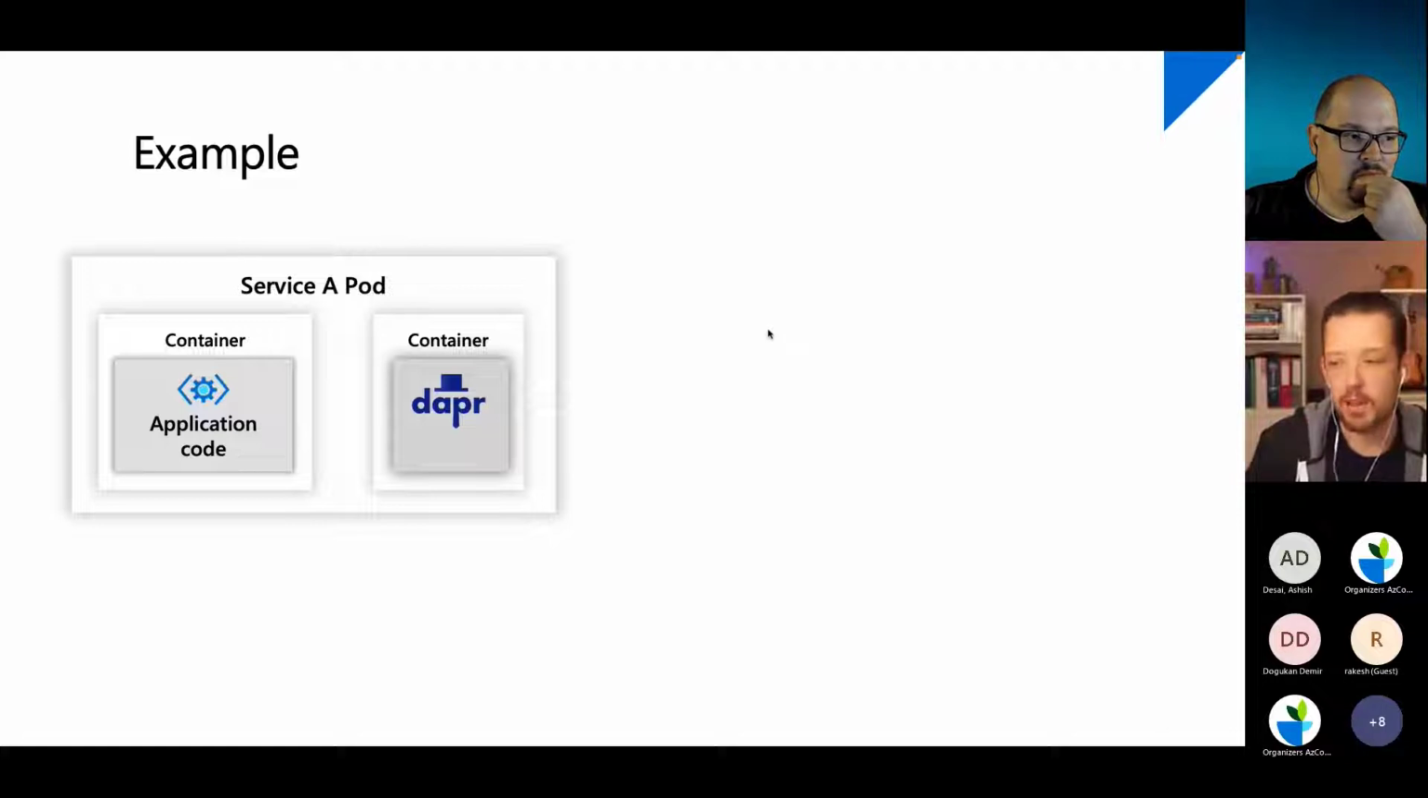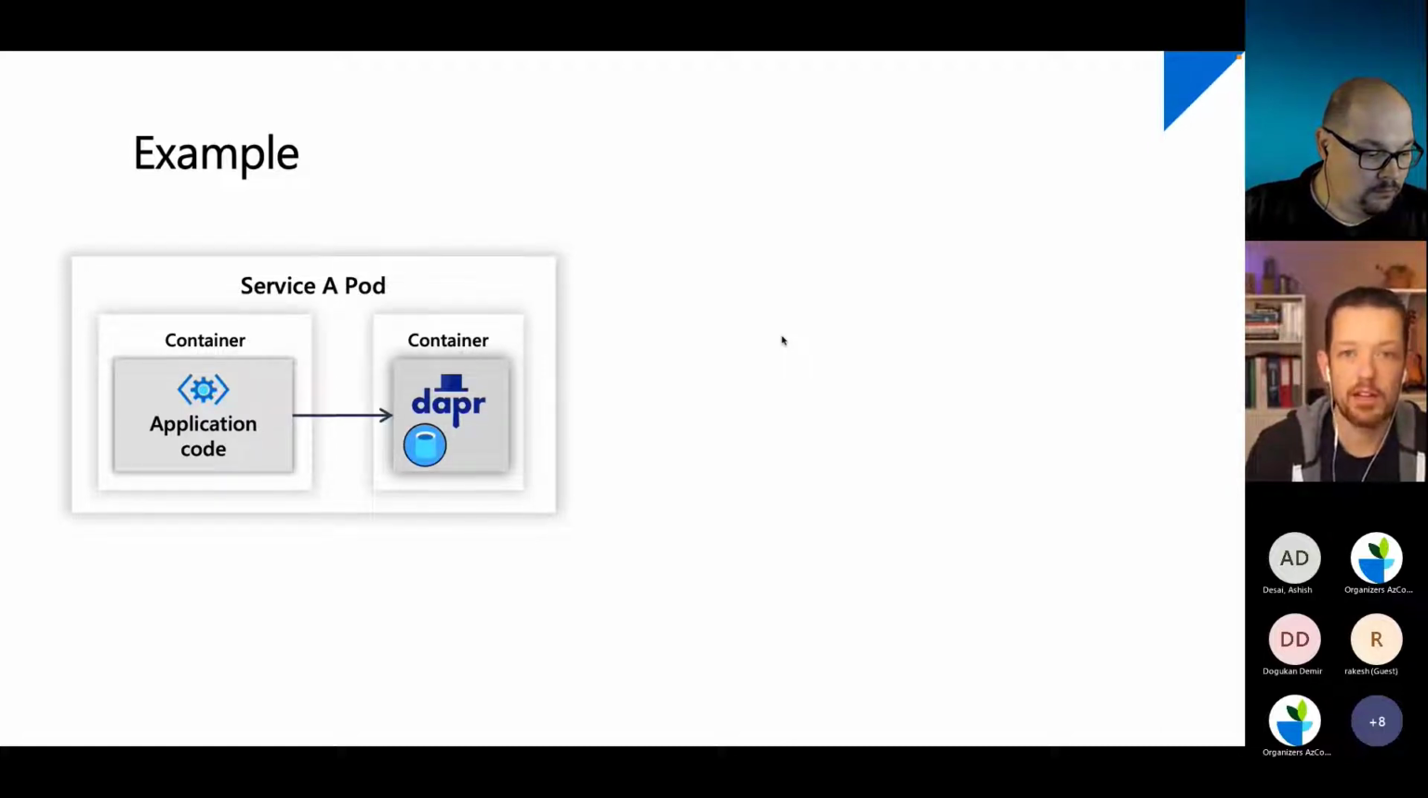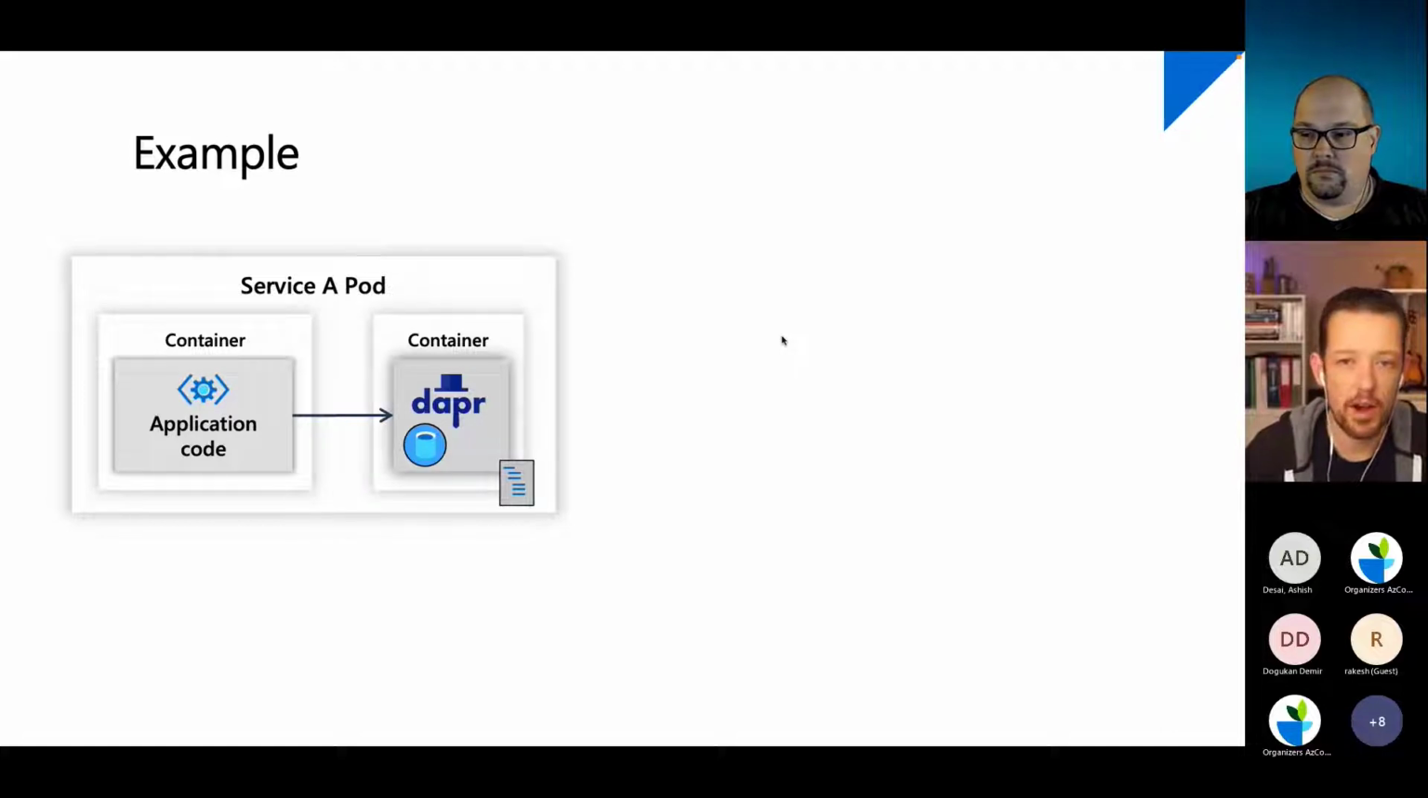Now, let's say I want my application to be able to store some state, to persist something. Now with Dapr, that is really easy. I only need to make a call to the Dapr State Management API on that sidecar. And then Dapr will use a configured state store component to actually store that data. So let's say that in this example, I've configured Dapr to store the state in a Redis cache.